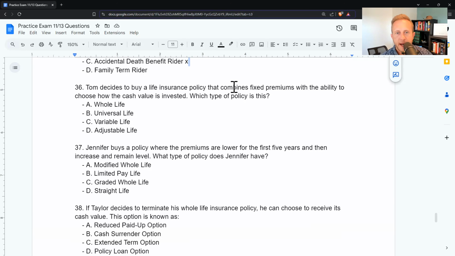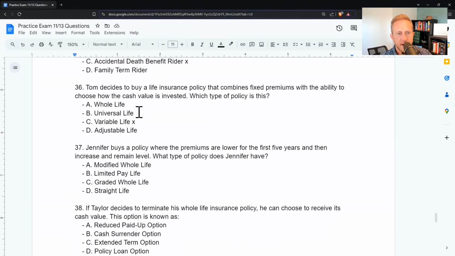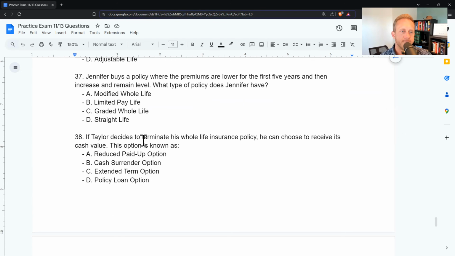Next, Tom decides to buy a life insurance policy that combines fixed premiums with the ability to choose how the cash value is invested. Which type of policy is this? That would be variable life. So fixed premiums, variable life has fixed premiums, and you can choose how the cash value is invested. Adjustable life and universal life have flexible premiums. Regular whole life has a fixed premium, but you can't choose how the cash value is invested. In variable life, you can choose for the cash value to be invested in securities like stocks and bonds.